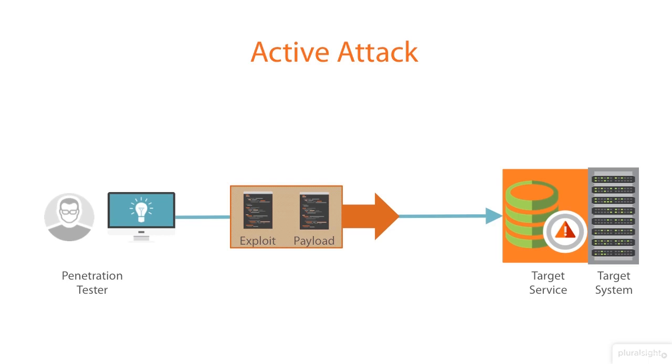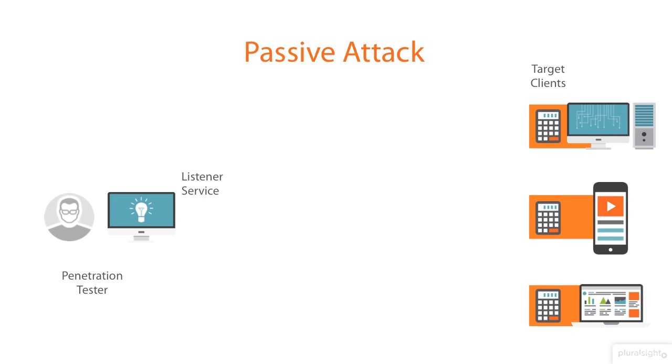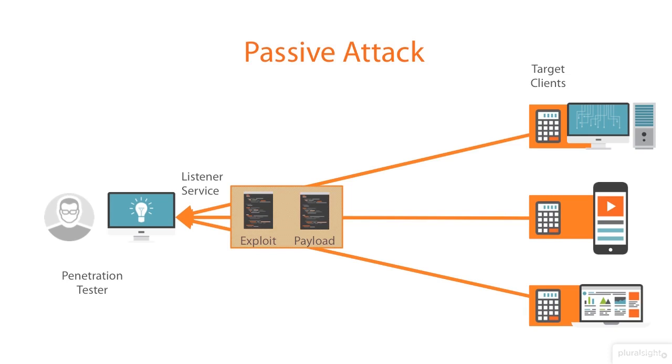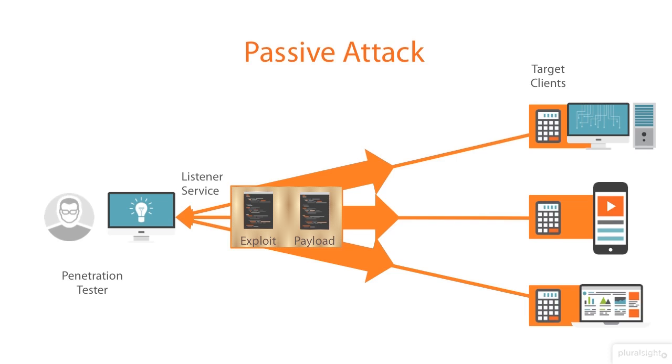target system. For passive attacks, we have the penetration tester again, a listener service, and one or more vulnerable network client applications on one or more systems. In this case, though, the penetration tester is creating a network listener service that waits for vulnerable clients to connect. The clients connect to the penetration tester's listening service. The exploit and payload code are then sent as a response to the vulnerable client applications. In this case, the penetration tester is not targeting the individual systems, but the client applications on those systems.